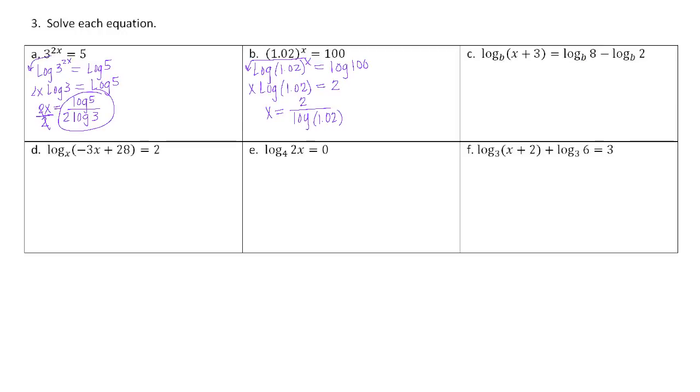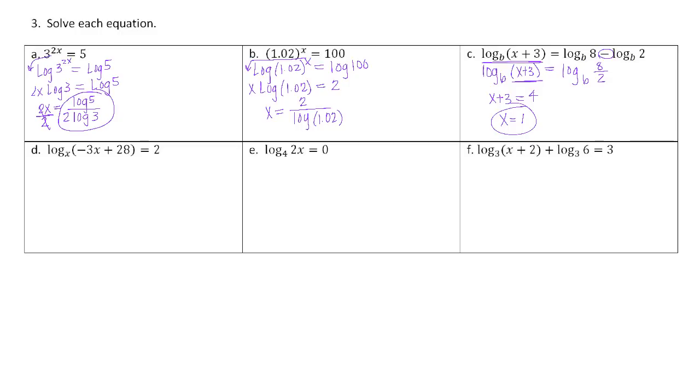Okay, next problem, and this was going to be a condensing problem. So here, this side's already condensed. We can't separate this addition, so it's going to have to stay log base b of x plus 3 equals, now here we're separated with subtraction, so we condense that to log base b of 8 over 2. And the only way these two could possibly be equal to each other is if x plus 3 is equal to 8 over 2, which is 4, so x would have to be 1.